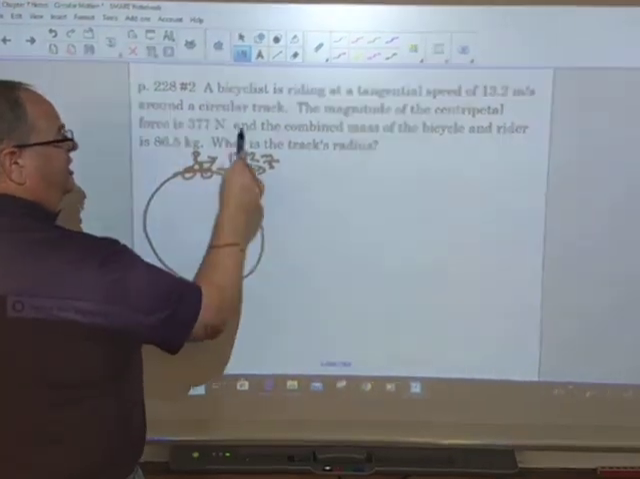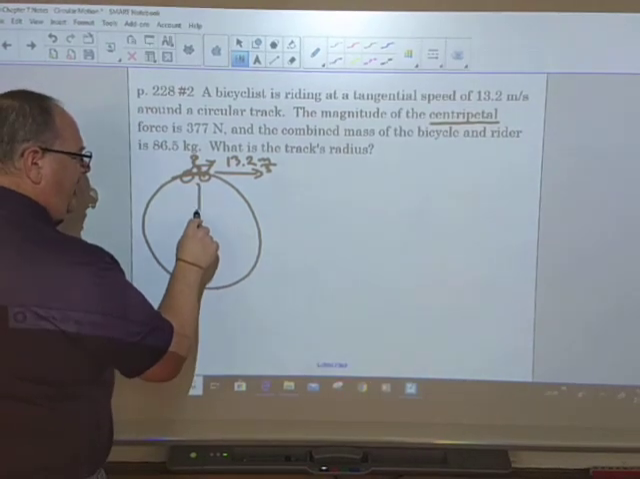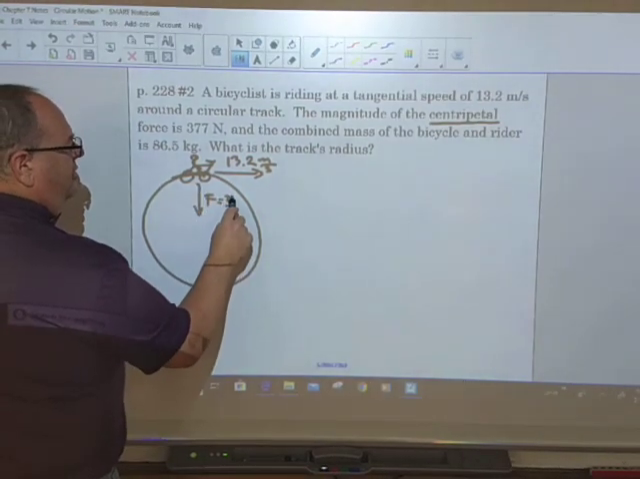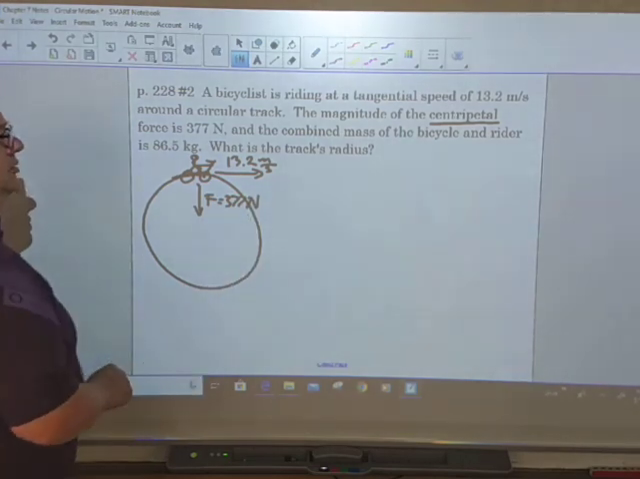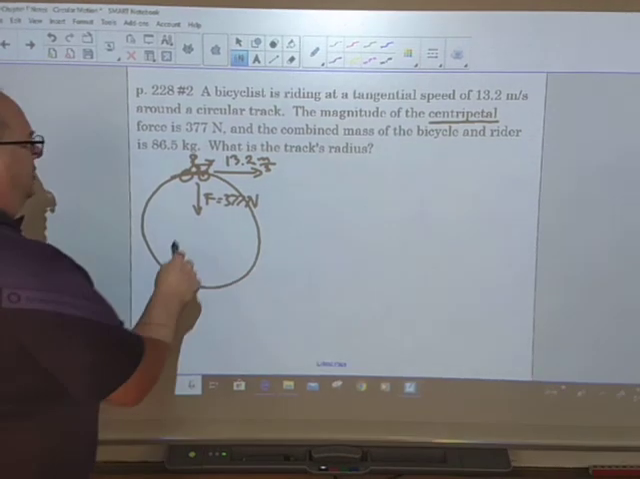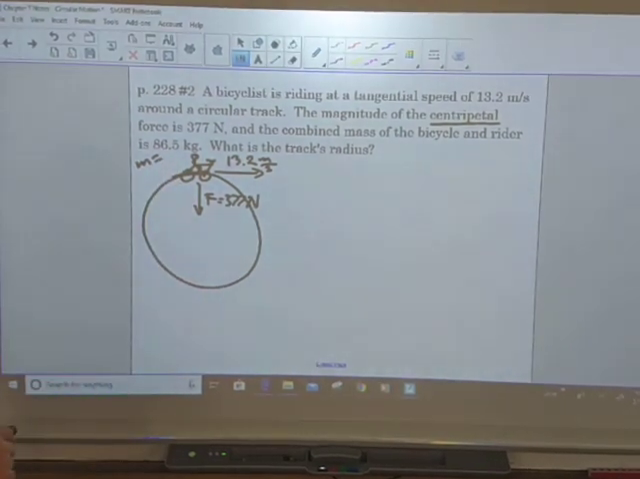And it says the magnitude of the centripetal force is 377 newtons. Centripetal is towards the center, so I have a force towards the center of 377 newtons. The combined mass of the bicycle and rider is 86.5 kilograms. What's the track's radius?